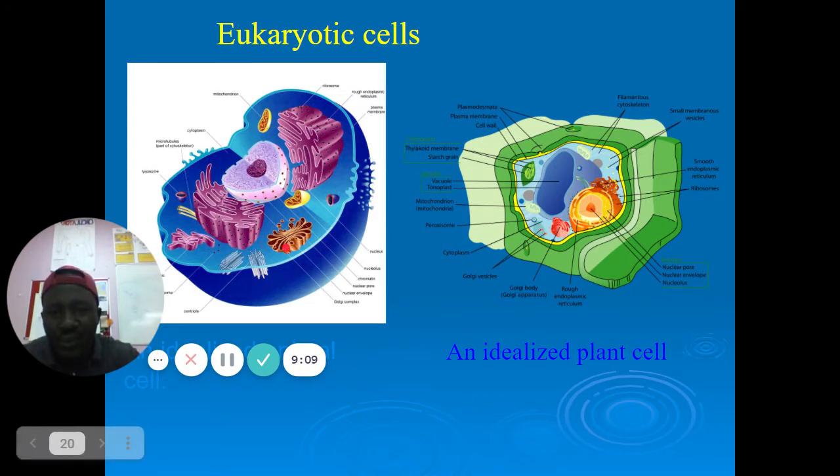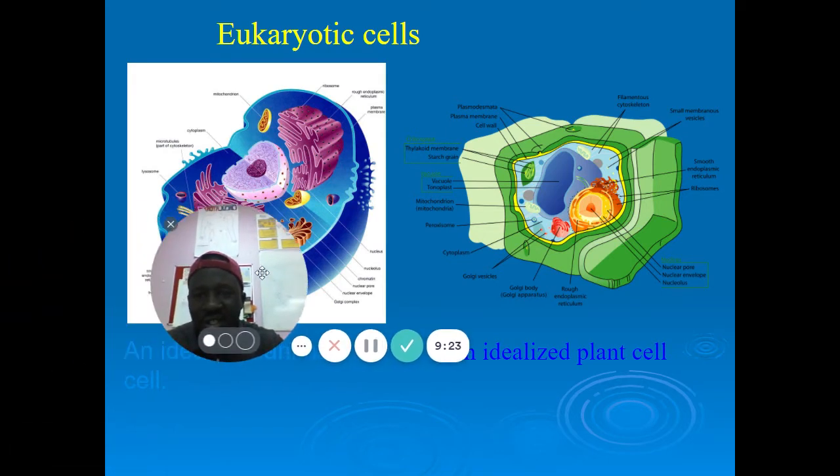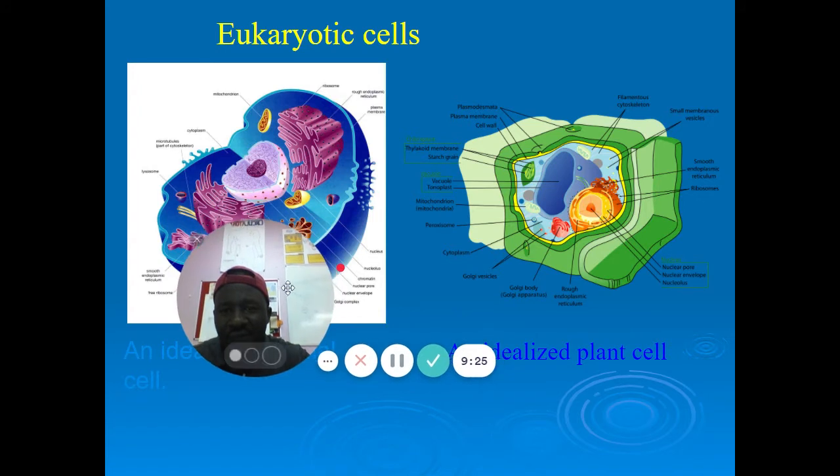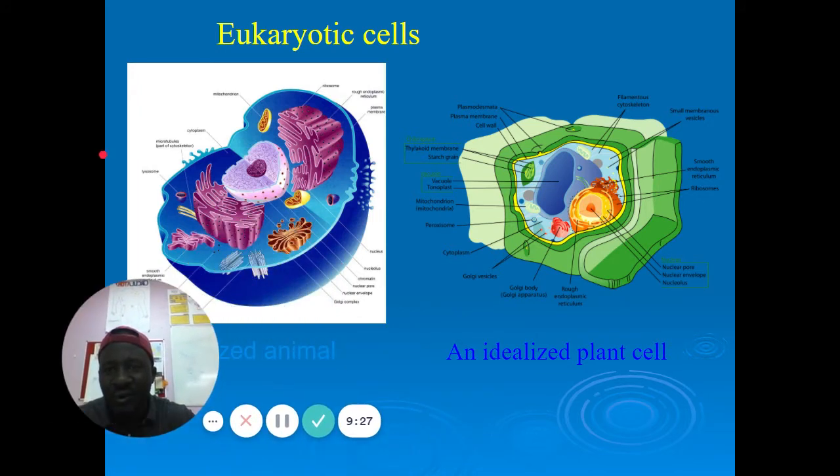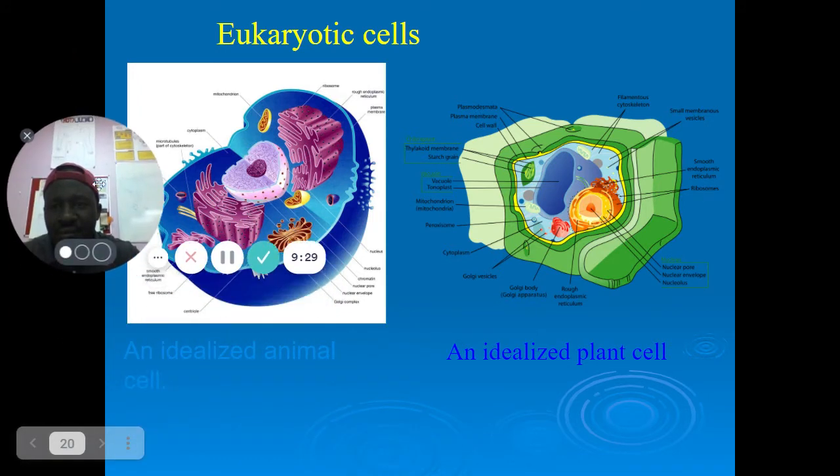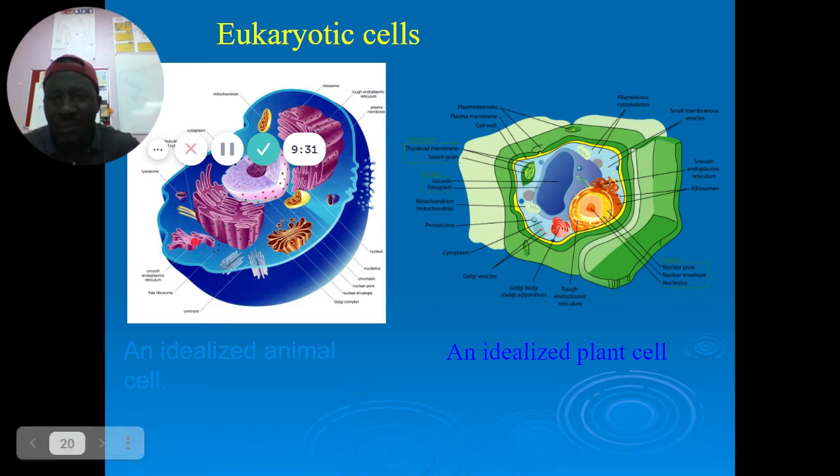Then when we come to these structures here, they are different from this. I also have the same structures in the same color, but in this case, they are not rough. They are different from the rough endoplasmic reticulum, which we call the smooth endoplasmic reticulum, same color.